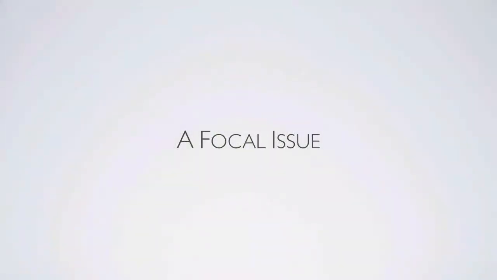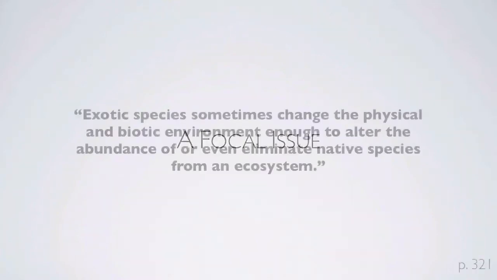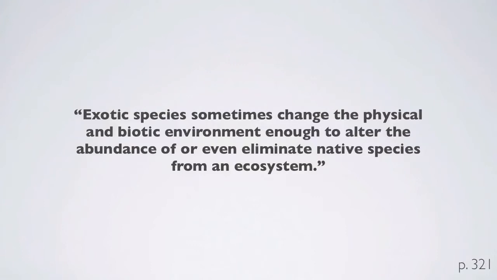Now, it seems like a focal issue for species extinctions and introductions should be pretty easy. Exotic species sometimes change the physical and biotic environment enough to alter the abundance of or even eliminate native species from an ecosystem. So this has to do with the plant and animal communities present in an ecosystem and the elimination of native species by introductions of others. But often the way that exotic species impact the abundance of native species is how they can change the physical and biotic environment, the way that they alter nutrient cycling, the way they shade other plants by taking up light.